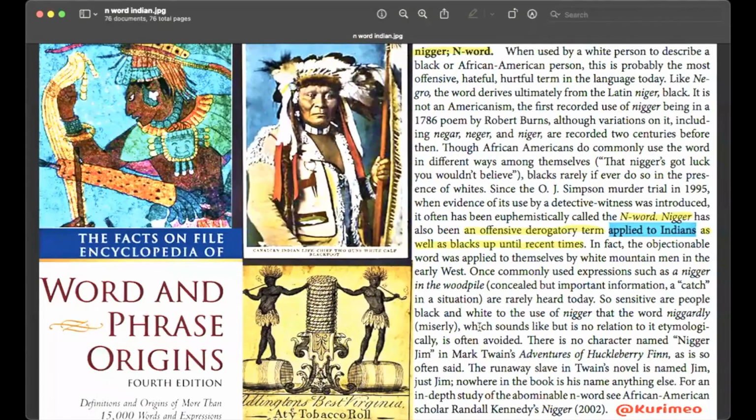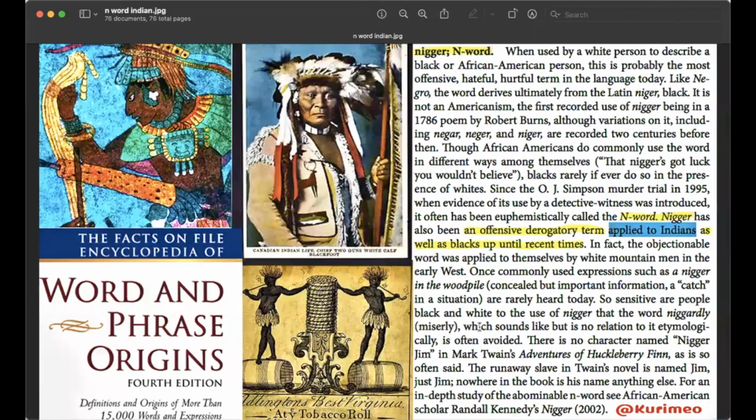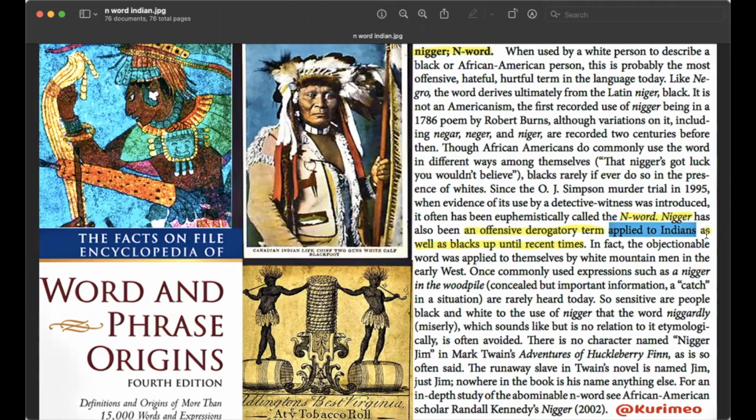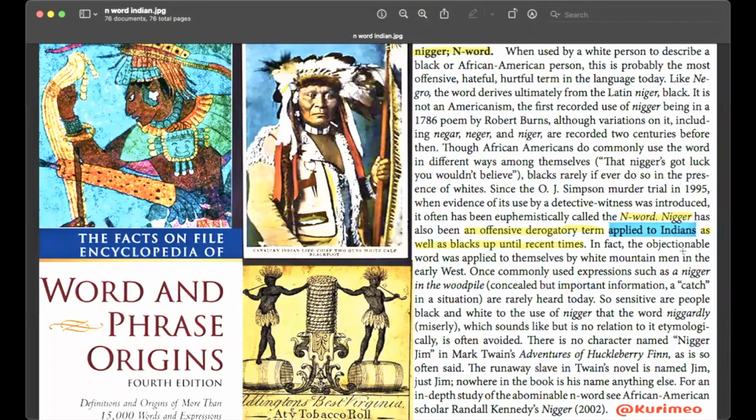The Facts on File Encyclopedia of Word and Phrase Origins, 4th edition. All right? It says here, the N word. The N word has also been an offensive derogatory term applied to Indians as well as so-called blacks up until recent times.